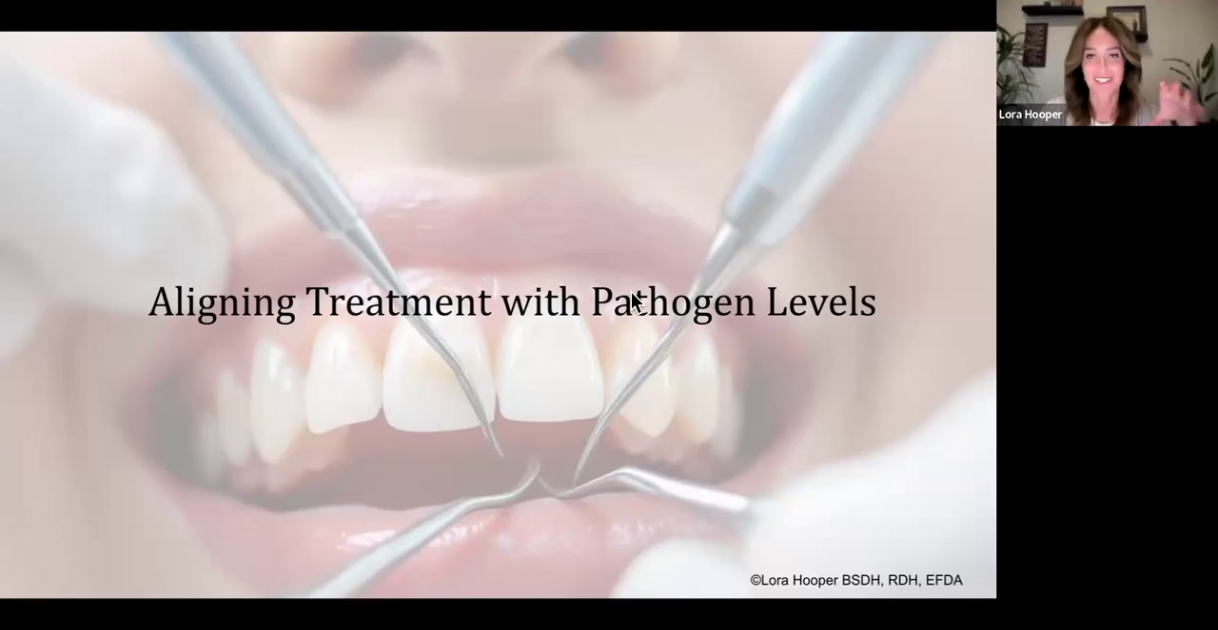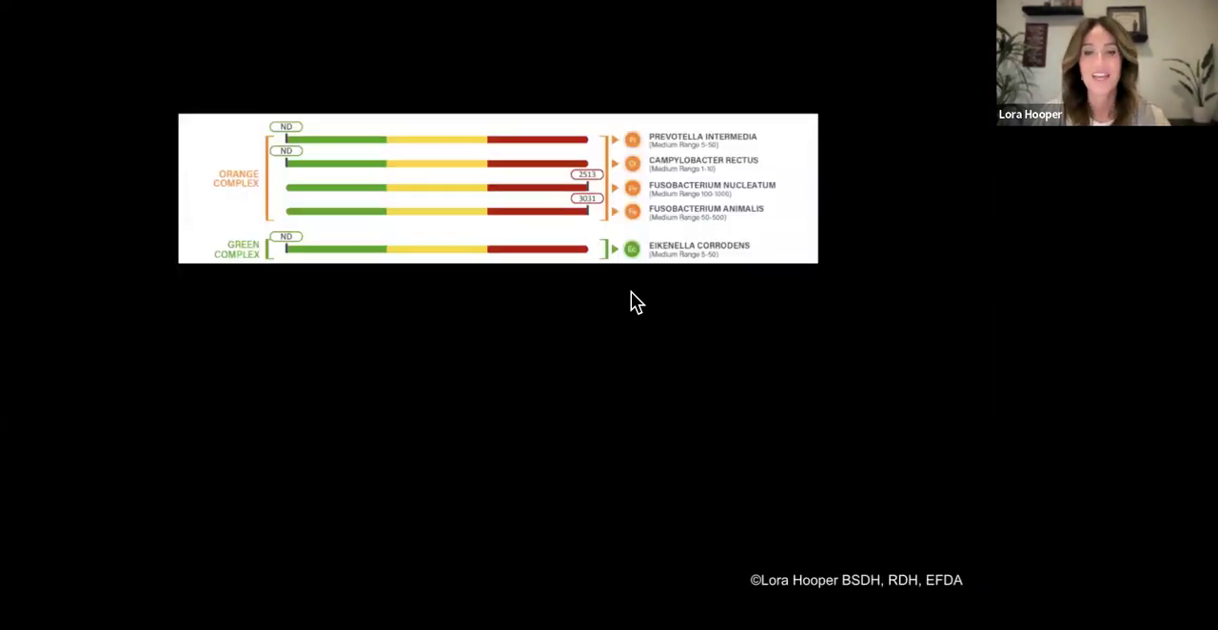This is where saliva testing really shines because it allows us to make the best treatment decision. In fact, it can drastically change your decisions based on what's there. And so I'm going to globally just kind of go through this. And I want you today to be thinking in two main categories. Do I have red complex or do I have orange complex?